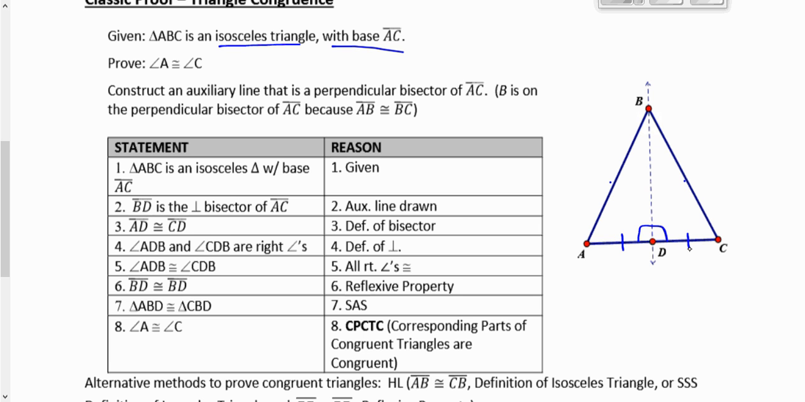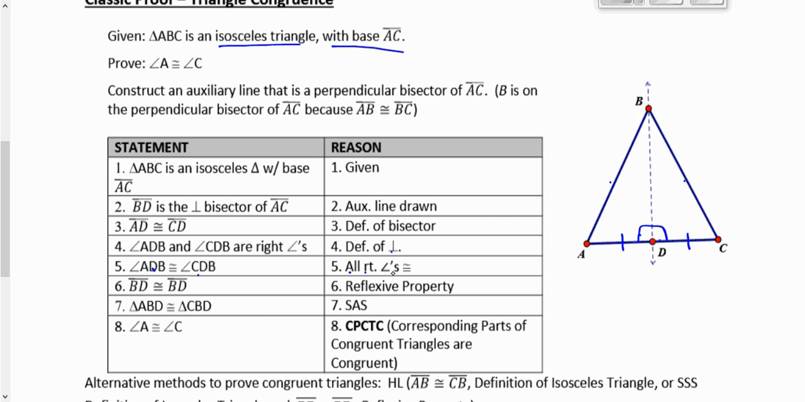Now, the perpendicular part gives us what? 90 degree, two 90 degree angles. Yeah, so angle ADB, right? That one and that one are right angles. So what are they setting up here? Looks like they're trying to get what? Those angles to be what? Right. Yes, right? So after we've established they're right angles by definition of perpendicular, what can we now say about these two angles right here? They're congruent. Why?